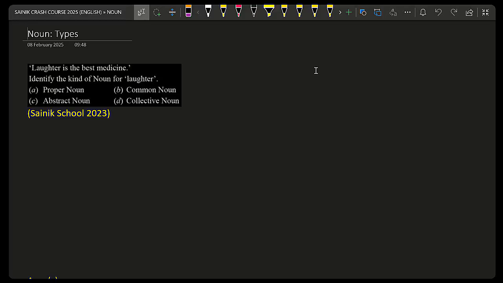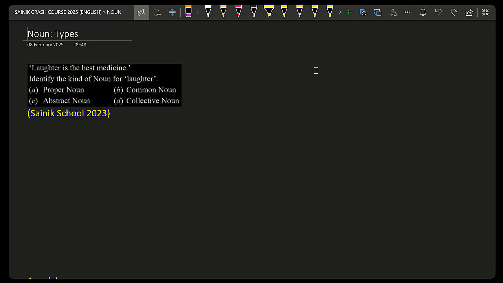Yes, the state of being laughing. If anybody tells a joke, we burst out into laughing. That is called laughter. And abstract noun means it is not a physical thing. We cannot touch it, smell it, taste it, or feel it. So that is called an abstract noun, and laughter is an abstract noun. Correct answer.